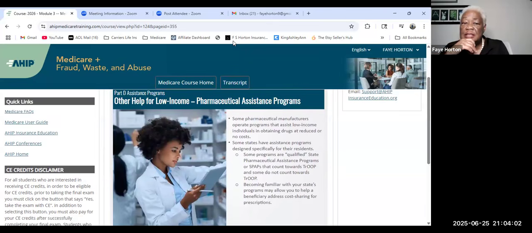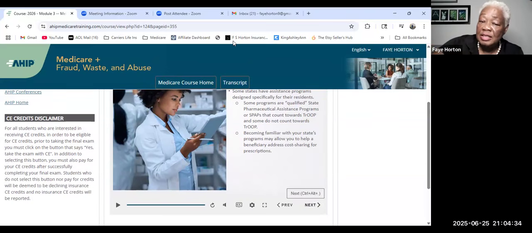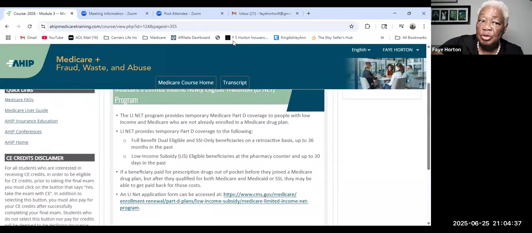State pharmaceutical assistance programs. Some pharmaceutical manufacturers operate programs that assist low-income individuals. Some states have assistance programs designed specifically for their residents. Some programs are qualified state pharmaceutical assistance programs that count towards the TrOOP, and some do not count towards the TrOOP. Becoming familiar with your state's program will allow you to help a beneficiary address cost sharing for their prescriptions.